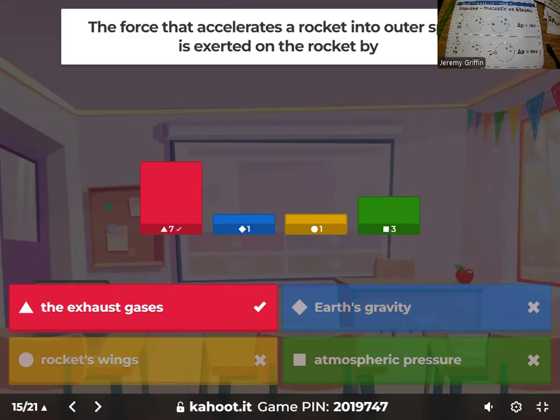Show hands. How many of you say it's the same force? Who remembers Newton's third law of motion? What's Newton's third law? Equal and opposite forces. Yeah, guys, it's the same force. There's a force back on the gases, a force forward on the rocket, and it's the same force.